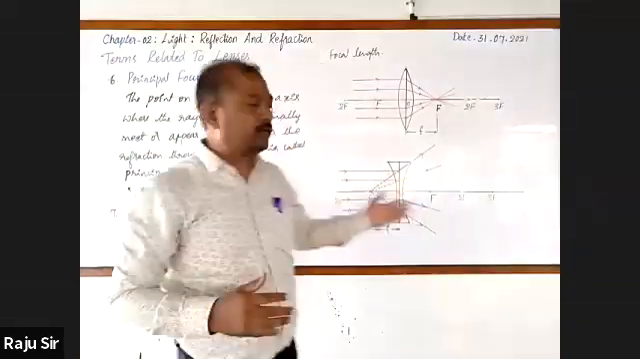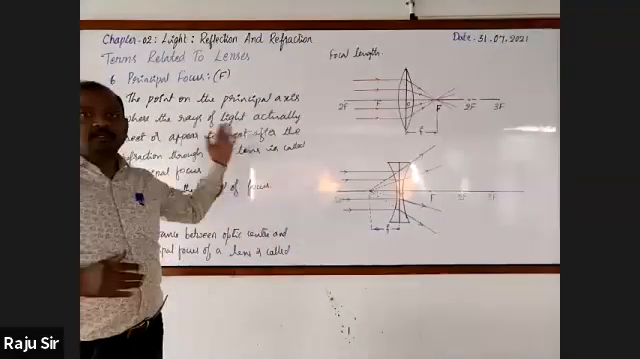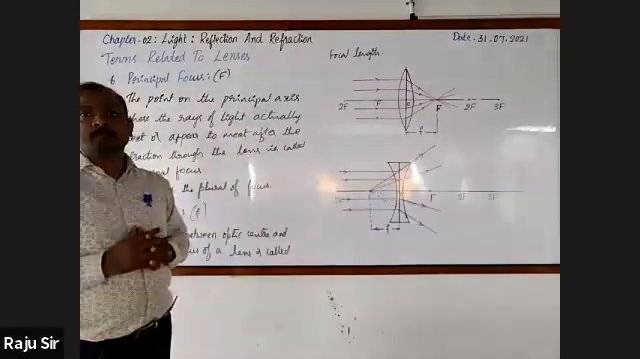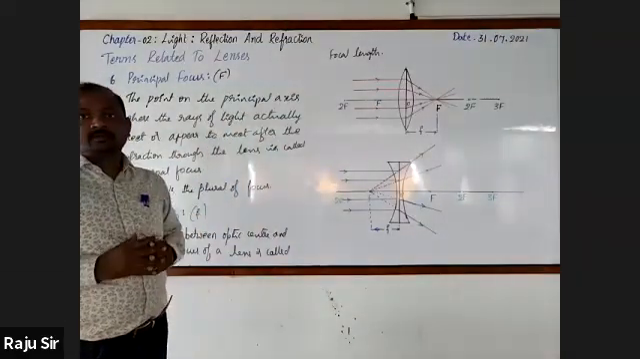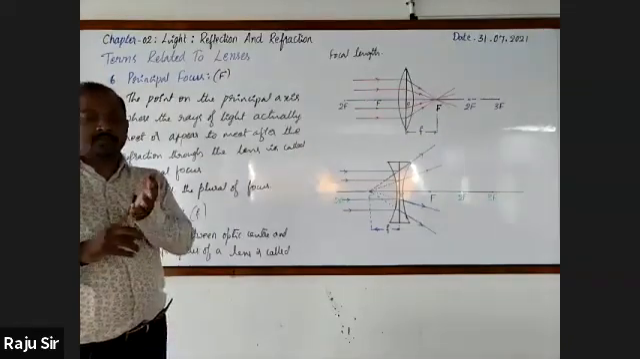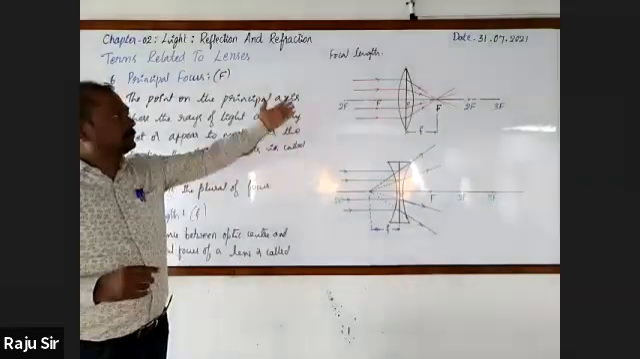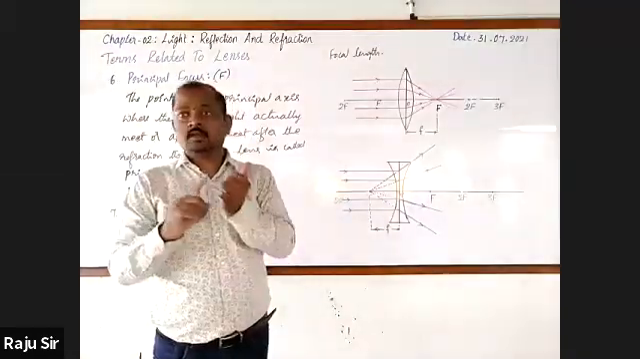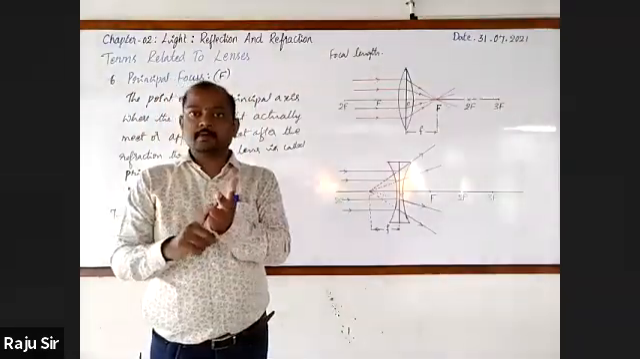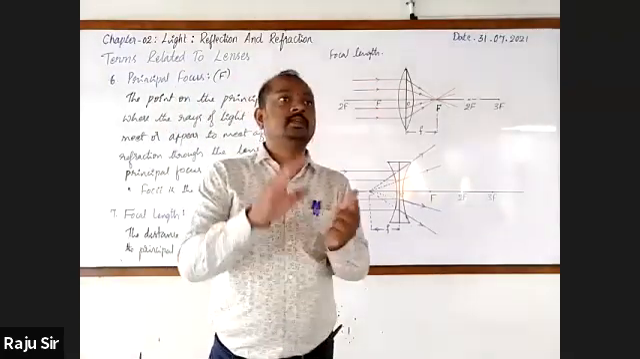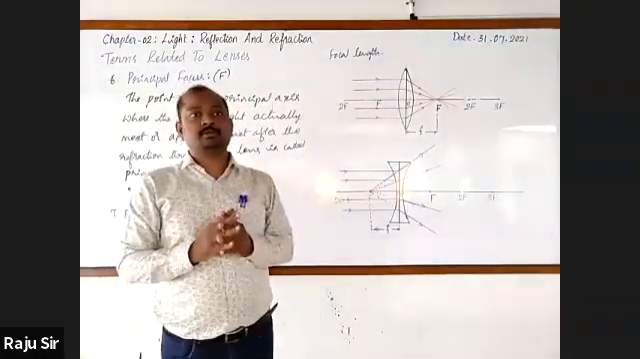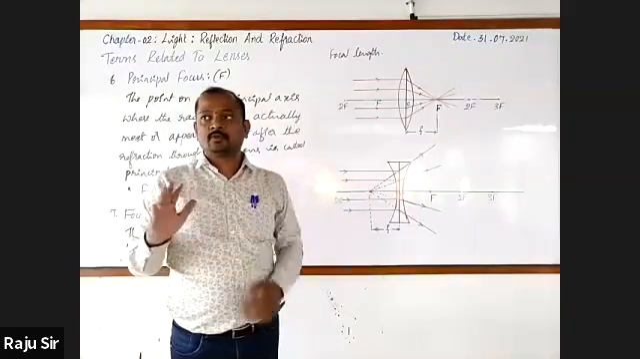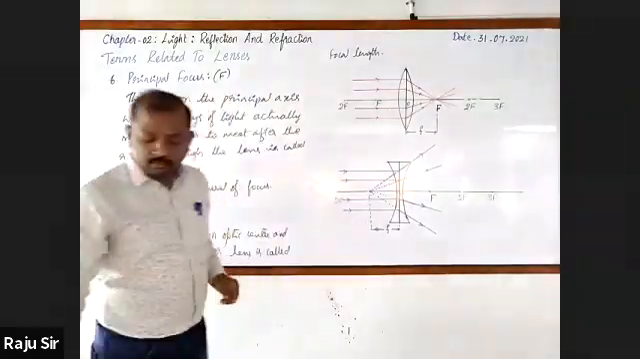Hope that you all have copied this. So these are the important terms related to lens, starting from center of curvature up to focal length. You must practice among these: optic center, principal focus and focal length. These are the most important terms. You must learn them.